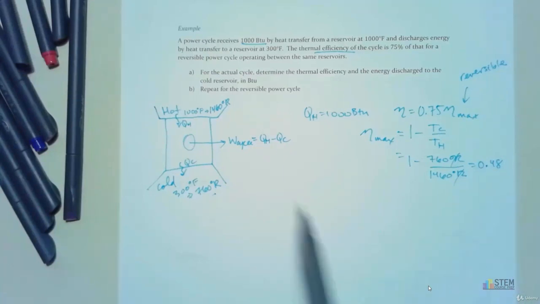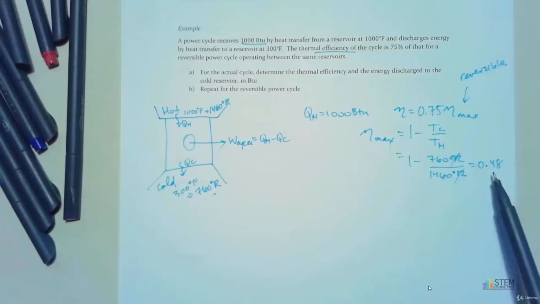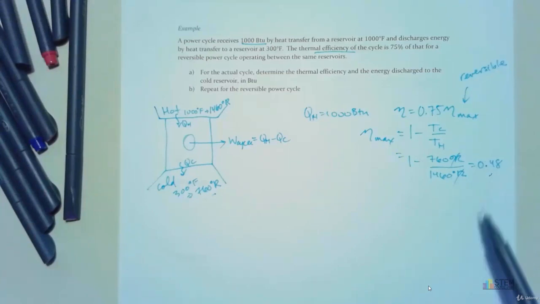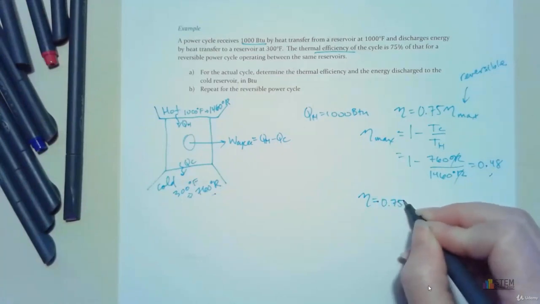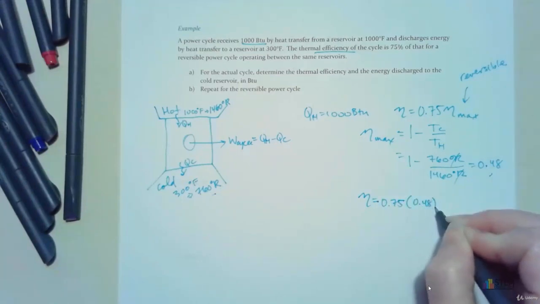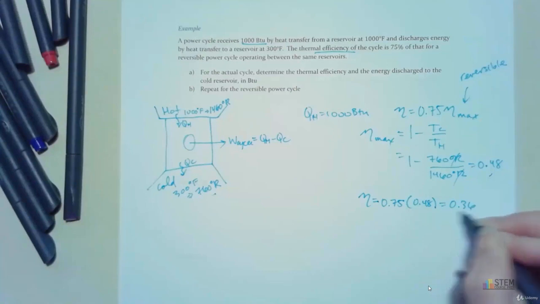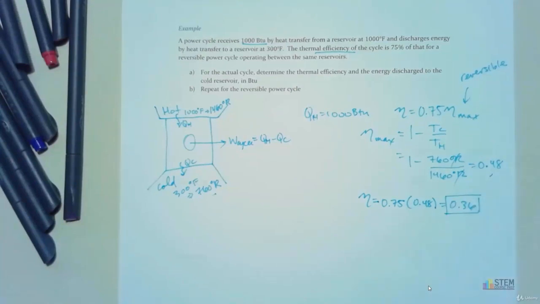And the actual cycle we have is 75% of this. So eta is going to be 0.75 times 0.48. It gives us 0.36, or 36% efficiency. So that's what we get for our thermal efficiency.